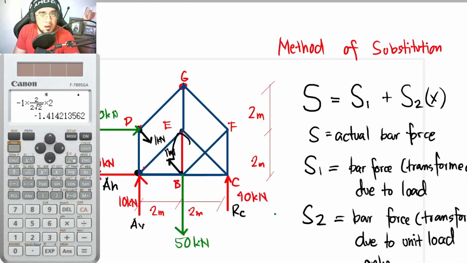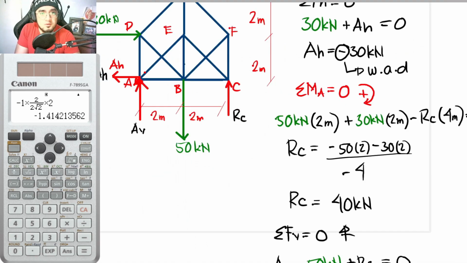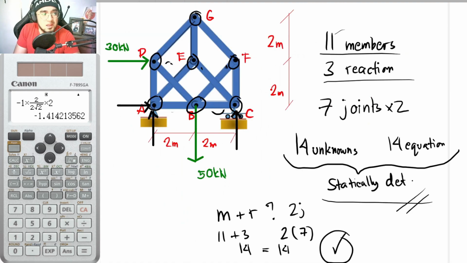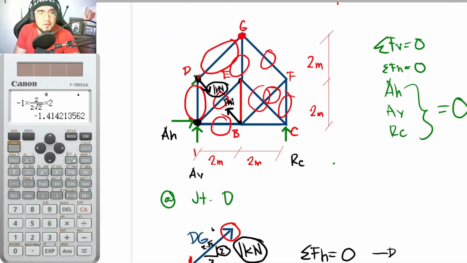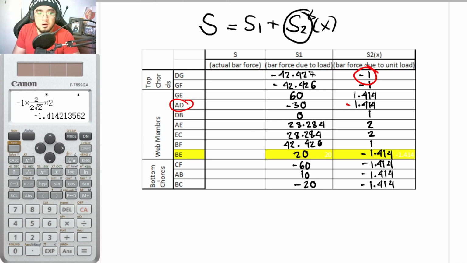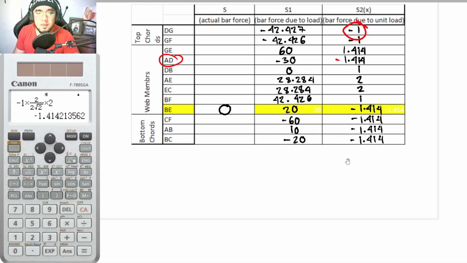So this member here does not really exist in real life. So with that, guys, as you can see, there is no member BE here. Since this is fictitious, once again, it is fictitious, for member BE the actual bar force is equal to 0. So from that, since that is 0, we can solve for the value of X in this row right here.